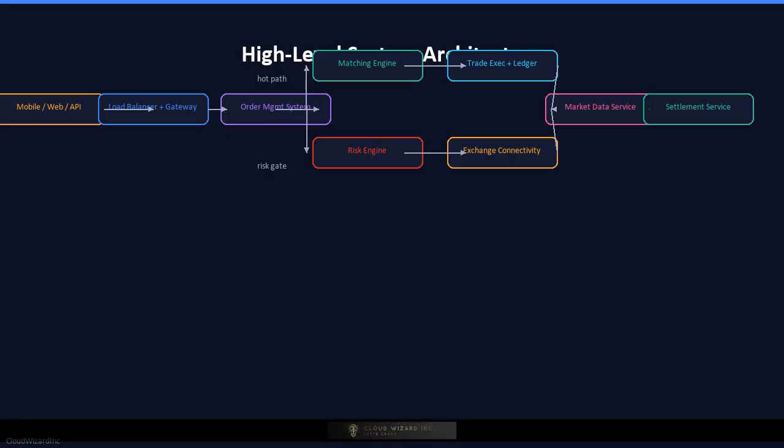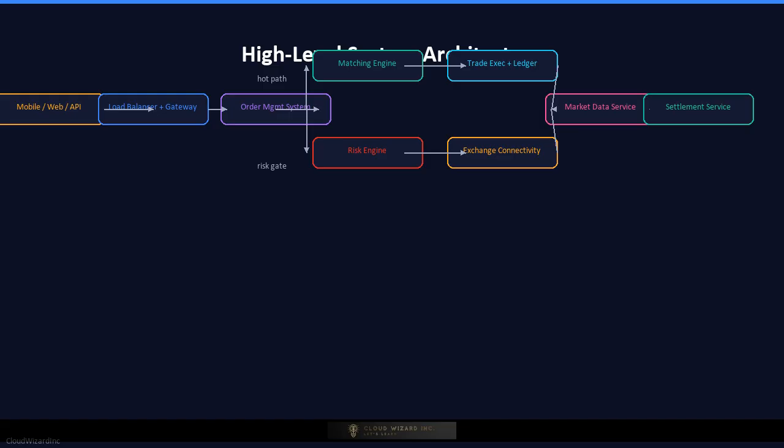Here is the high-level system architecture. On the far left, clients: mobile apps, web dashboards, and algorithmic trading APIs. They connect through a load balancer and API gateway. The gateway handles authentication, rate limiting, and routes requests into the order management system. The order management system validates each order, runs pre-trade risk checks against the risk engine, and writes the order to the order book service. The order book service maintains a per-instrument price-time priority order book and runs the matching engine.